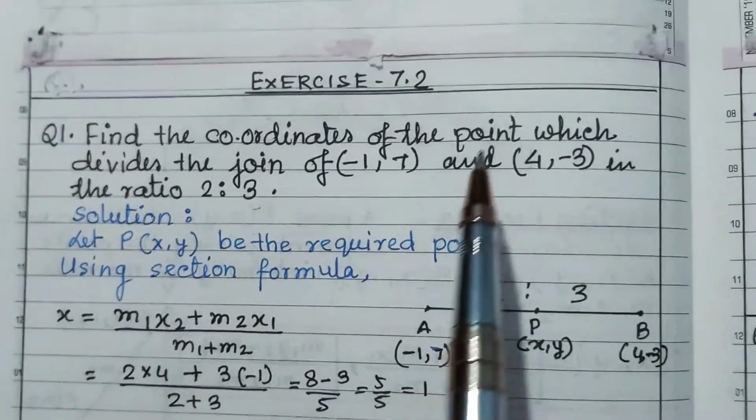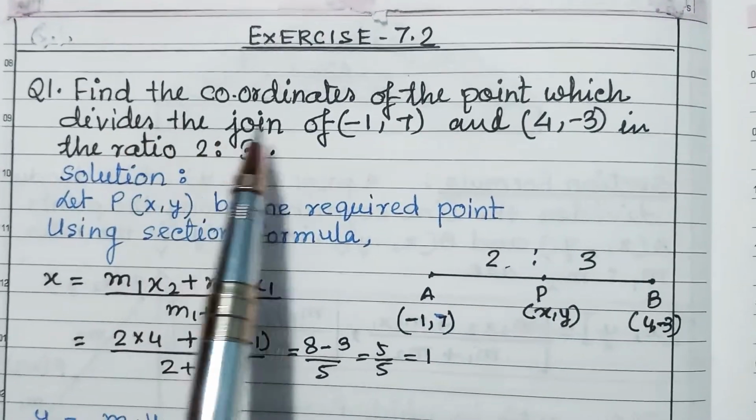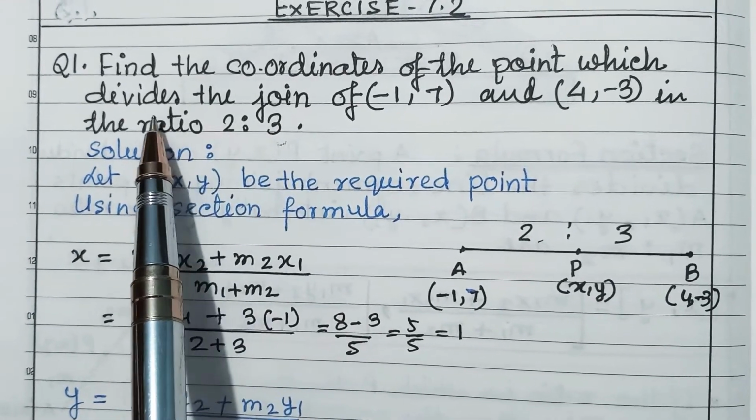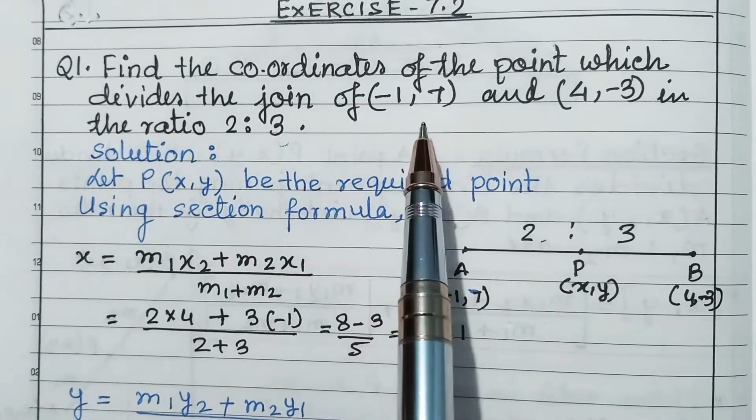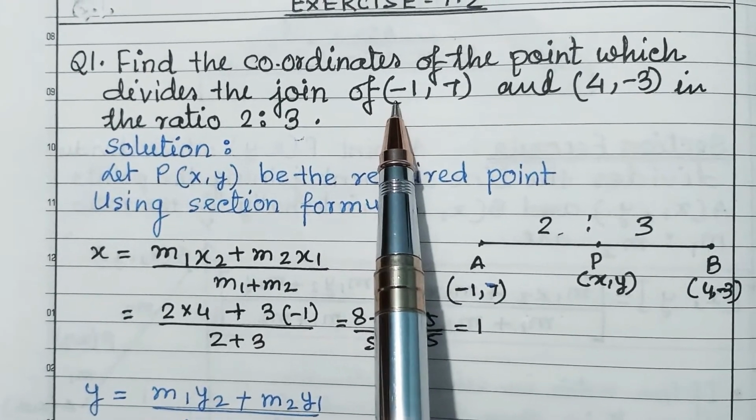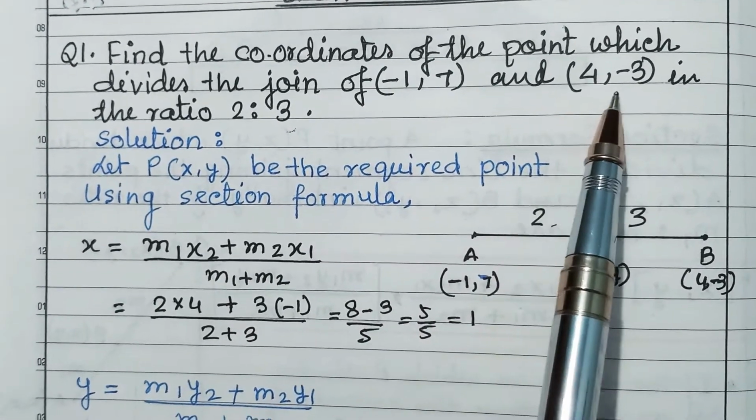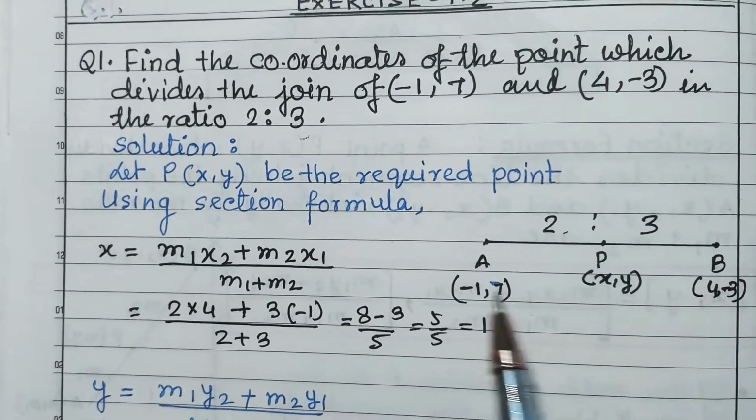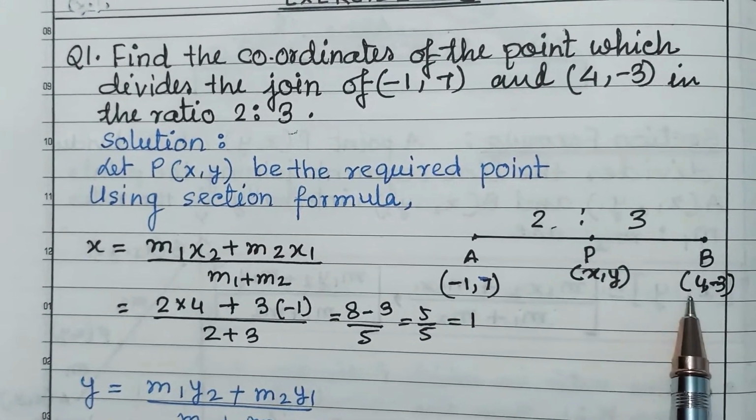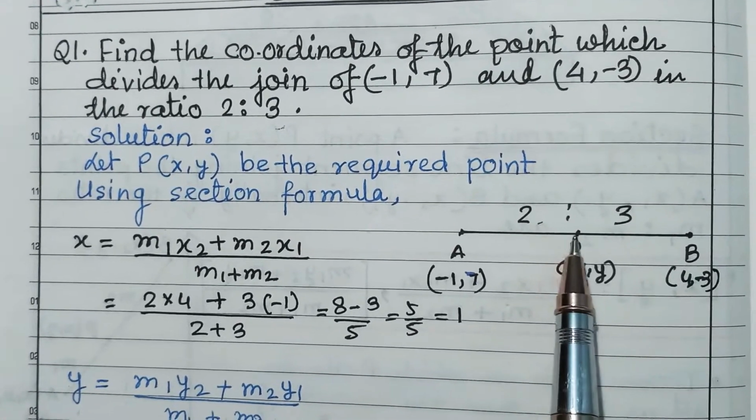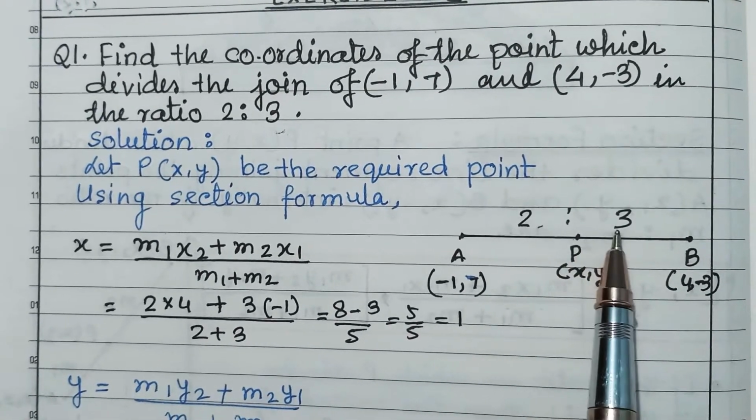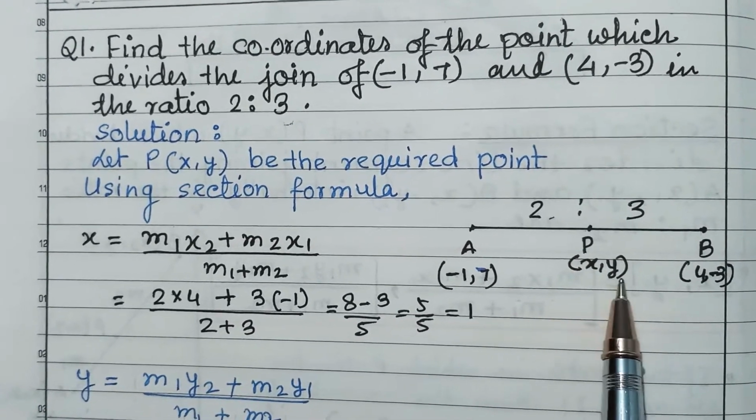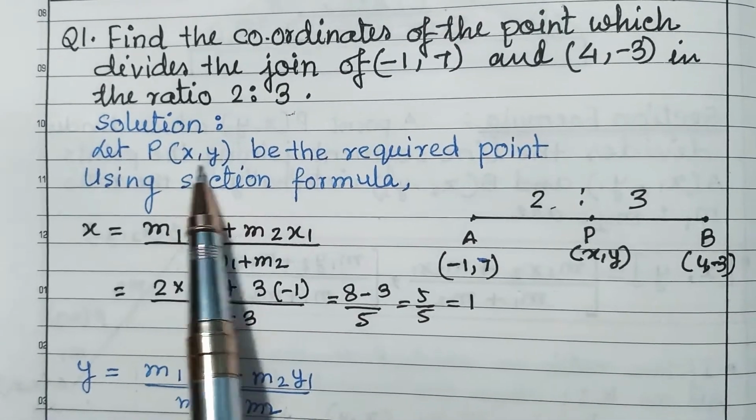Now, exercise 7.1. Find the coordinates of the point which divides the join of the points (minus 1, 7) and (4, minus 3) in the ratio 2:3. The two points A and B have coordinates (minus 1, 7) and (4, minus 3), and point P divides it in the ratio 2:3. Then we have to find the coordinates of point P. Let the coordinates of point P be (x, y).